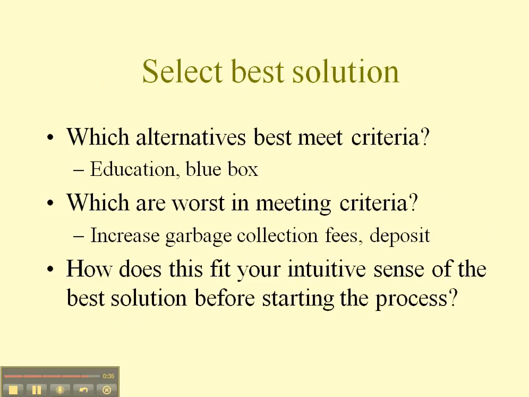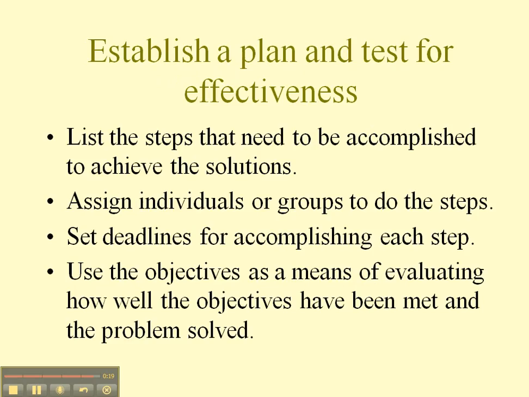So in selecting the best solution, looking at the matrix, which alternatives best met these criteria? Maybe education and blue box. Which are the worst in meeting those? Well, the other two. How does this fit your intuitive sense? And make a statement as to how this fits your intuitive sense for the best solution.